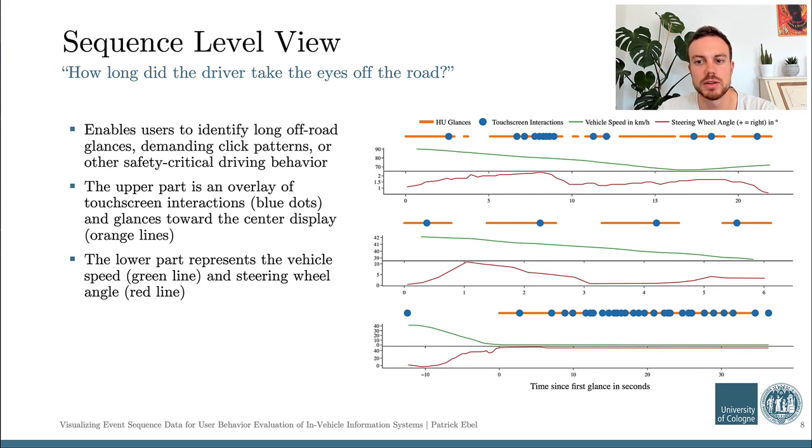The upper part is an overlay of the touchscreen interactions, the blue dots, and the driver's glances towards the center display, the orange lines. Each dot represents one interaction, and each line indicates the duration of a glance towards the display. The lower visualization, consisting of 2 graphs, represents the driving-related data, the vehicle speed in green and the steering wheel angle in red. Now we will take a look at one specific example in more detail.